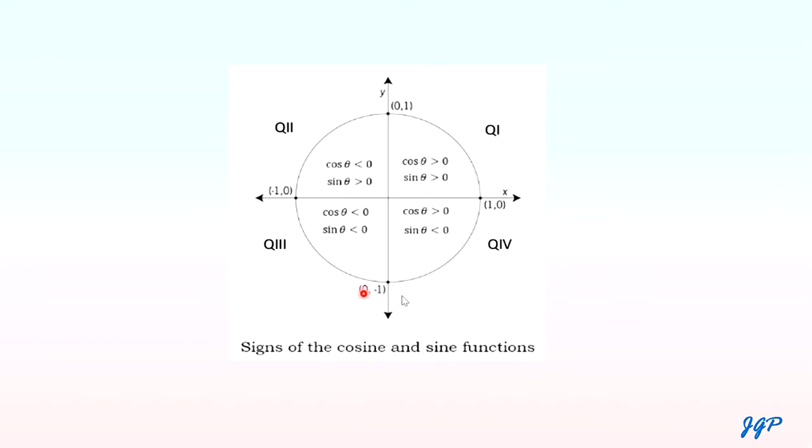So we have our Cartesian plane with a unit circle, meaning the radius is 1. We have quadrant 1, quadrant 2, quadrant 3, and quadrant 4. For quadrant 1, our cosine and sine theta are positive. While in quadrant 2, cosine is negative while your sine theta is positive. For quadrant 3, both cosine and sine theta are negative. While in quadrant 4, cosine theta is positive while sine theta is negative.